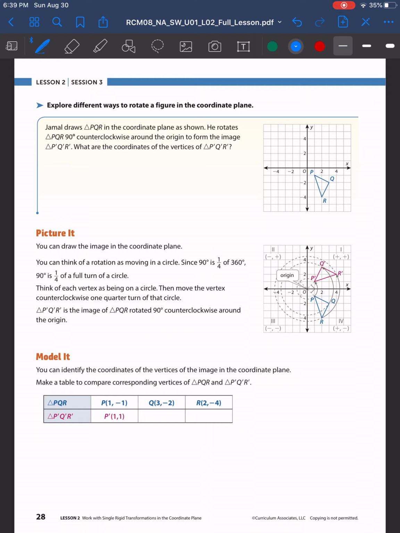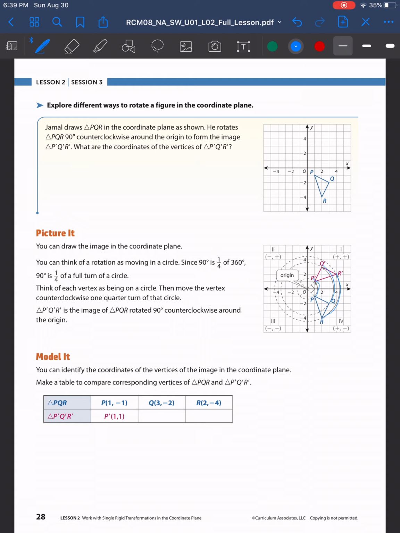Think of each vertex as being on a circle. Then move the vertex counterclockwise 1/4 turn of that circle. P'Q'R' is the image of PQR rotated 90 degrees counterclockwise around the origin. So basically, they're just showing you here, picture everything is kind of like on its own little circular path, okay?